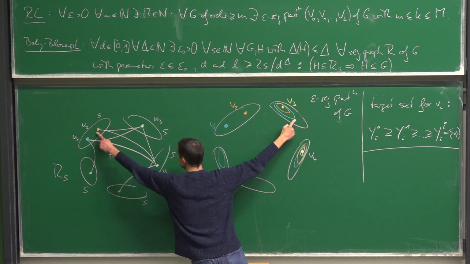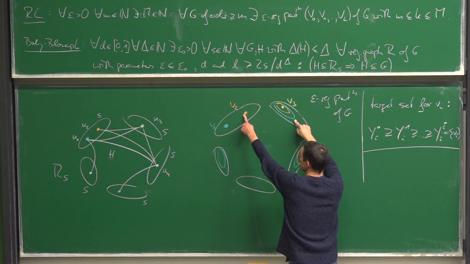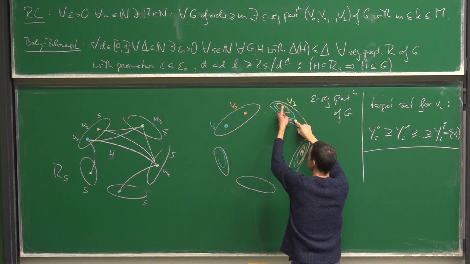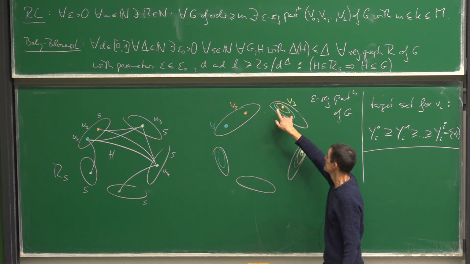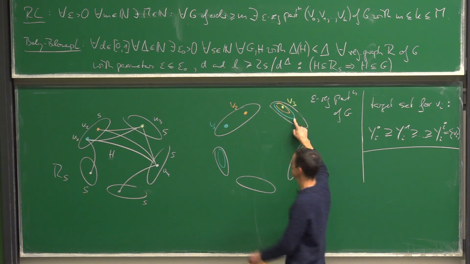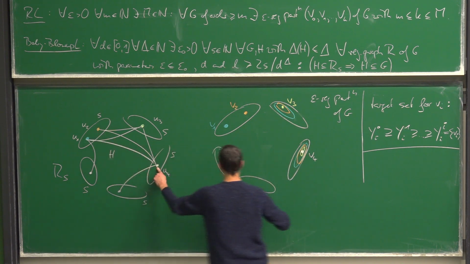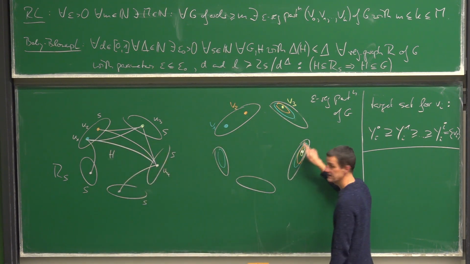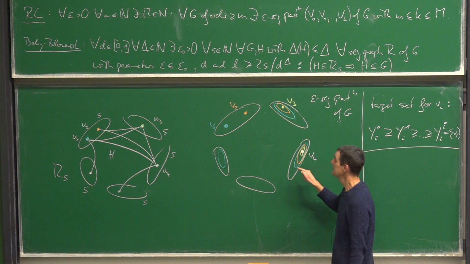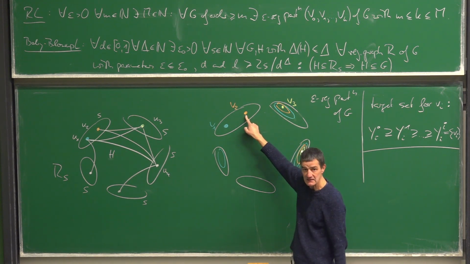and then we had to embed U2, and we embedded U2 in such a way that its image V2 should send lots of edges to this blue set here. And V2 should also send lots of edges to this blue set here. Can we find such a V2? Yes, we can.